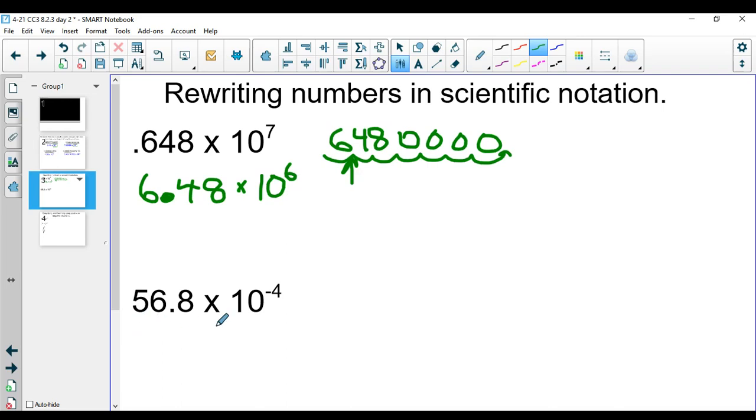If we look at the second problem, we have 56.8. Once again, this is not scientific notation because we have too many digits in front of the decimal point. So I'm going to take those significant digits that I have, 5, 6, 8, and I want to put the decimal in right here. So I'm going to write 5.68.